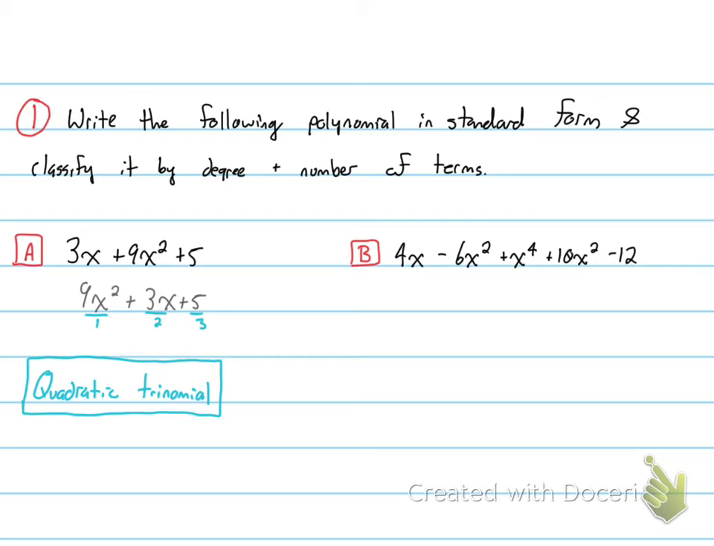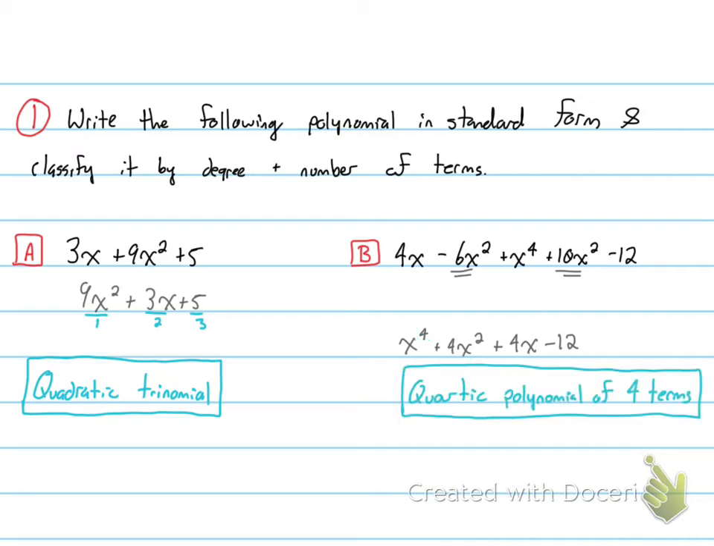In part B, I have a lot more terms. I have 4x minus 6x squared plus x to the fourth plus 10x squared minus 12. So what I want to do first and foremost is I want to combine like terms. From there, I'm going to combine like terms, rearrange everything from degree in descending order. I'm left with x to the fourth plus 4x squared plus 4x minus 12. Now, I can look and see, okay, my highest degree is 4. I'll call that a quartic. I have 4 terms. I will call this a quartic polynomial of 4 terms.